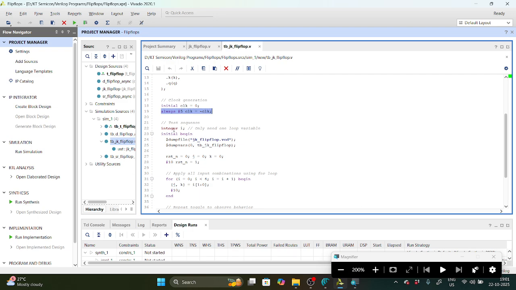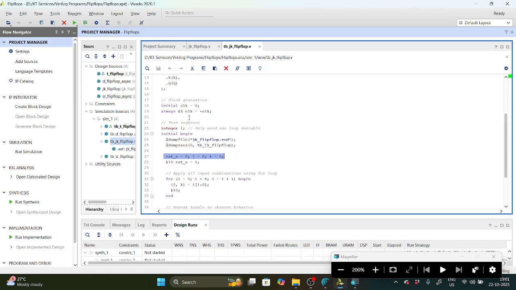So here integer i, initial begin. Whenever I'm using this EDA Playground, I need to use $dumpfile jkflipflop.vcd, $dumpvars, tb_jkflipflop, and whatever the initial reg variables are, I need to initialize to 0 and apply the inputs: for i equal to 0, i less than 4, i equal to i plus 1, {j, k} equal to i[1:0], and end.